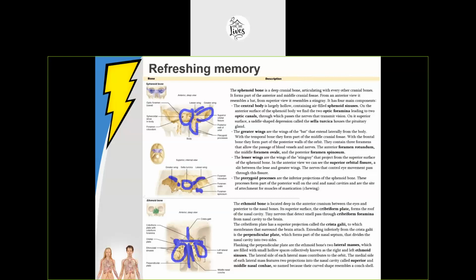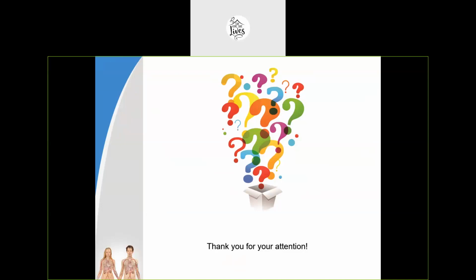So this summarizes all the cranial bones and the topic which I wanted to explain for today. If you have any questions, again, please don't hesitate to ask me or your teacher during the seminar, and we will further explain it.